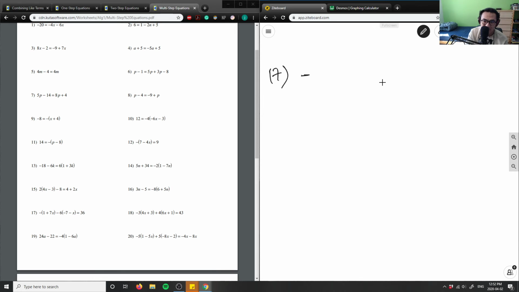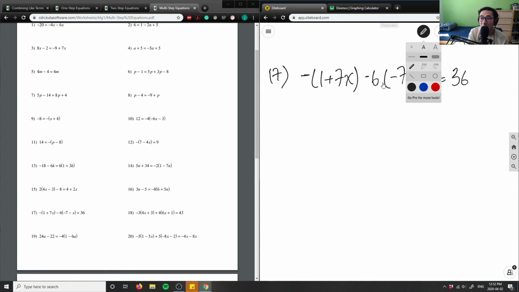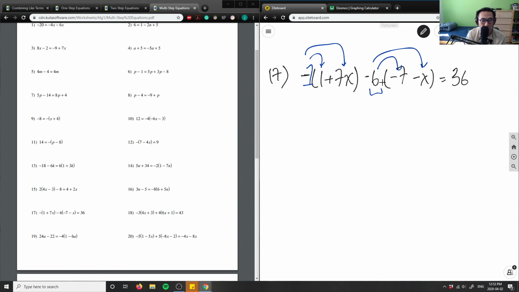So we have negative 1 plus 7x, bracket negative 6, bracket negative 7 minus x equals 36. So I see a lot of brackets. Let's look at this problem. We're going to have to, again, use the distributive property and expand these, right? I have negative 1 here. I'm going to distribute this here, distribute this here. I have negative 6 distributing here and distributing here. So let's do all those steps in one step.